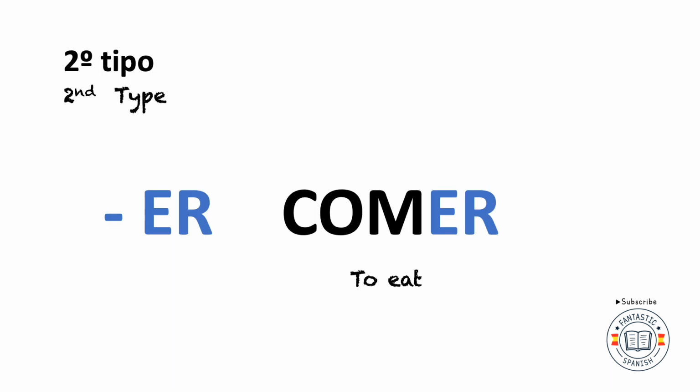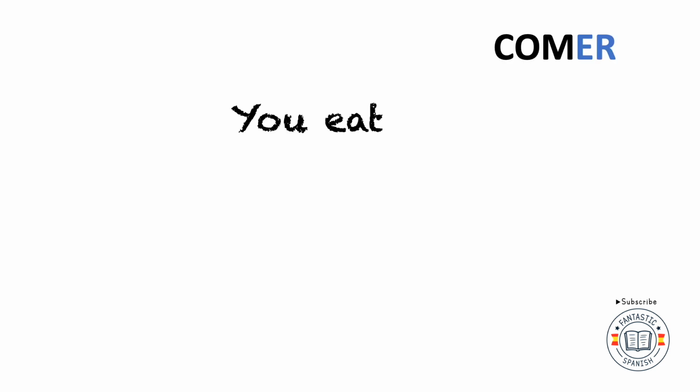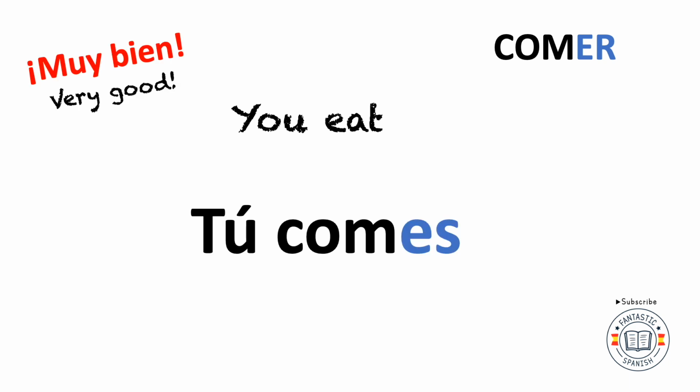Let's move on to the second type. ER verbs. ER in English. Remember, recuerda, comer means to eat. But I'll use other verbs of the same type so you learn more. Okay? So the first verb is from comer, to eat. You eat. Tú comes. Muy bien. Very good.